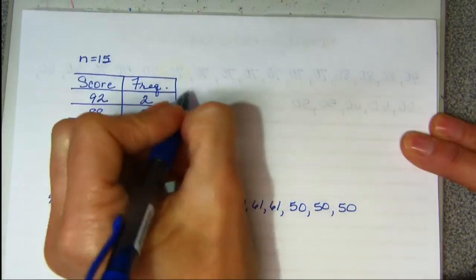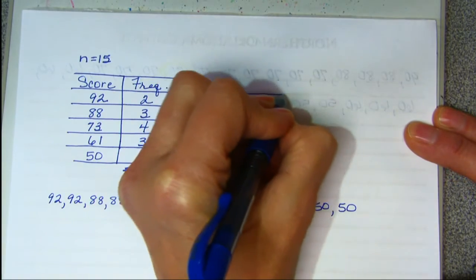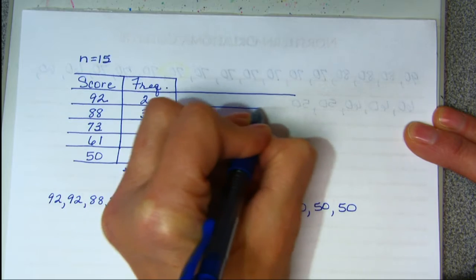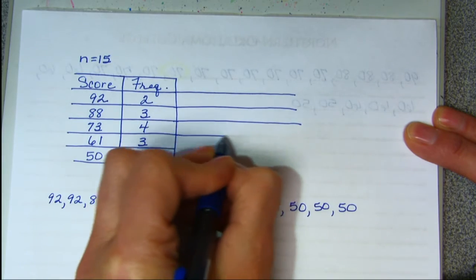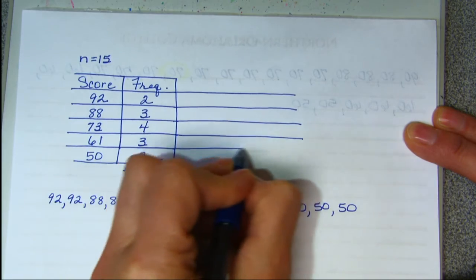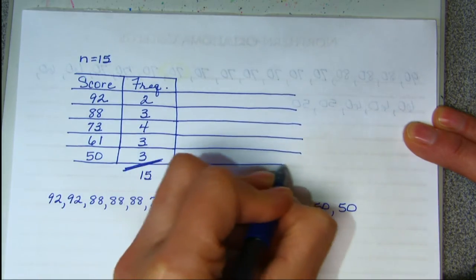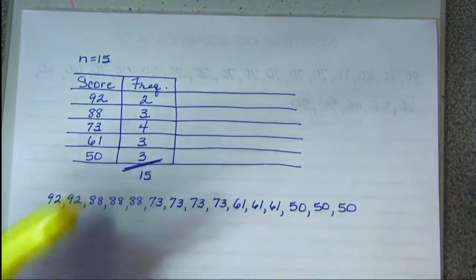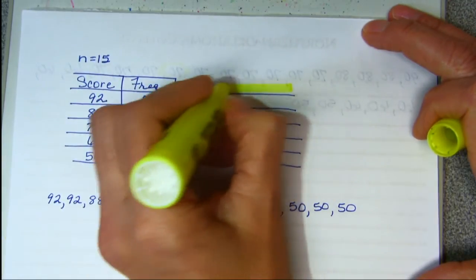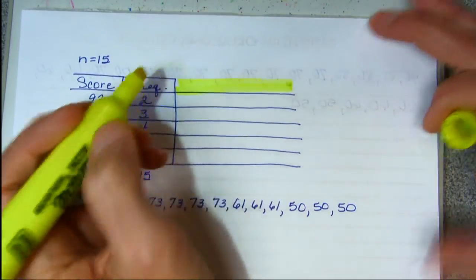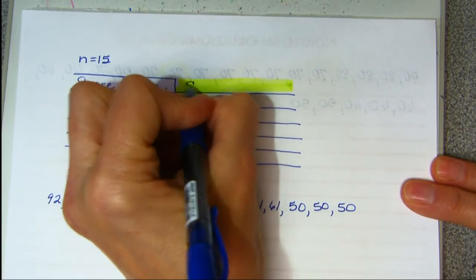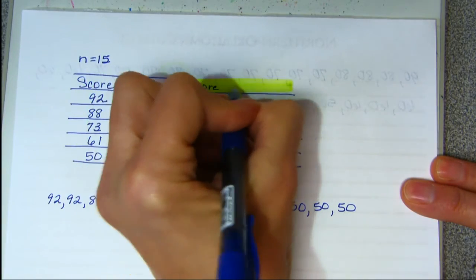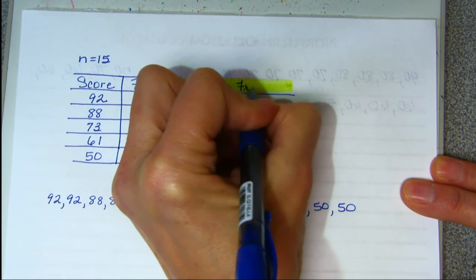Okay? Now, when we're given a table for which there's frequency, then I always have to do this additional column, and you will be required to do this on a test. Always required to do this. You'll have to show this calculation. So we're going to take the score times the frequency.